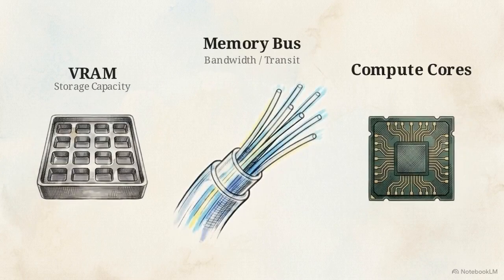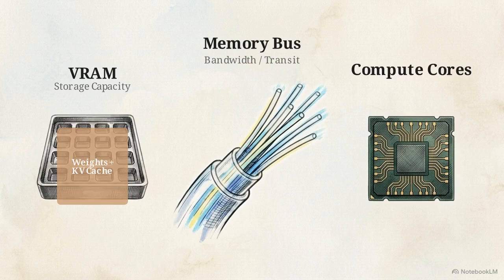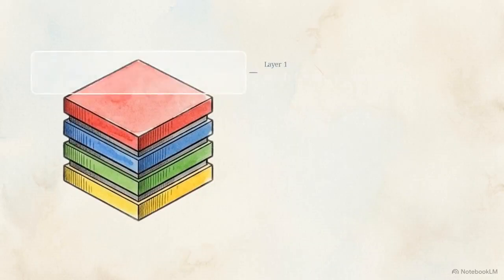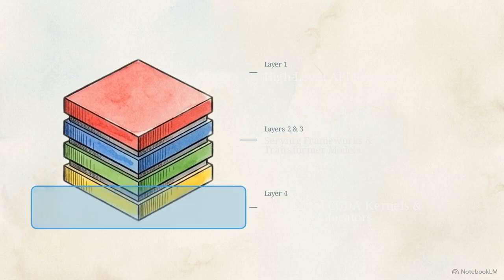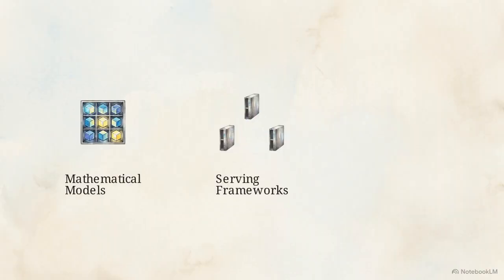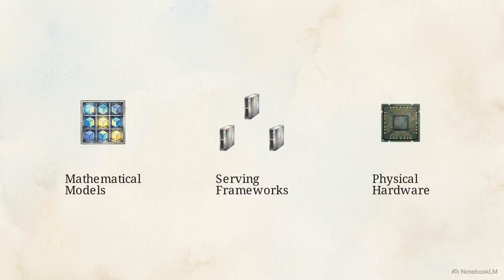The primary constraints are the available GPU memory, VRAM, and the speed at which data can move across the memory bus. Performance in this environment is not a function of the model architecture alone. It requires an understanding of the entire execution stack, from high-level API requests down to low-level CUDA kernels and GPU memory allocators. High-performance AI is an emergent property. It is the result of the interaction between mathematical model structures, specialized serving frameworks, and physical hardware limitations.